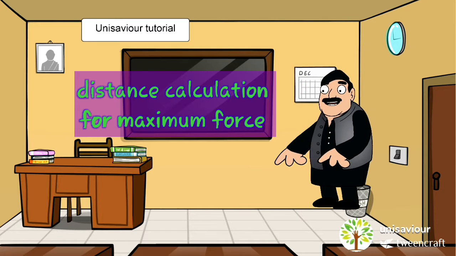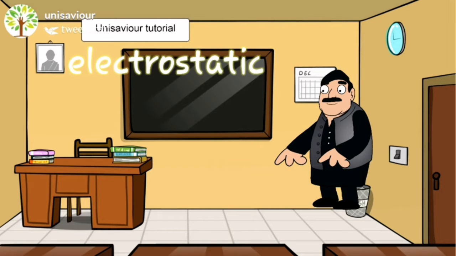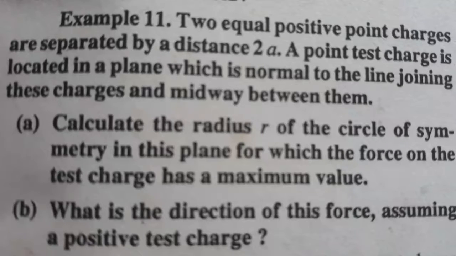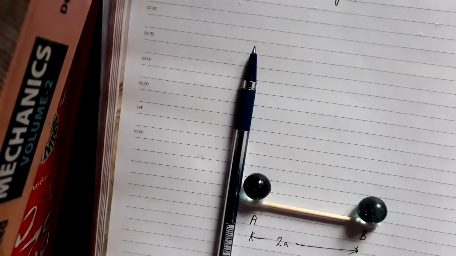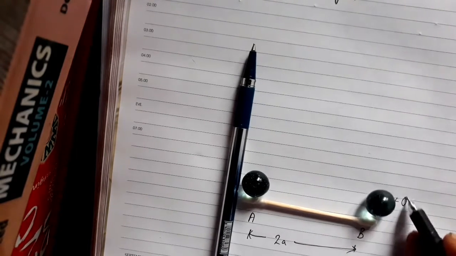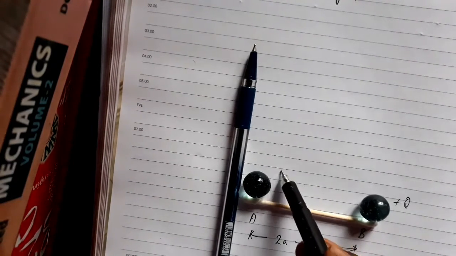In this tutorial, we need to calculate the maximum force exerted by the other two charges. Here we have two charges located at A and B. Charge A has magnitude capital Q, and charge B also has magnitude capital Q.